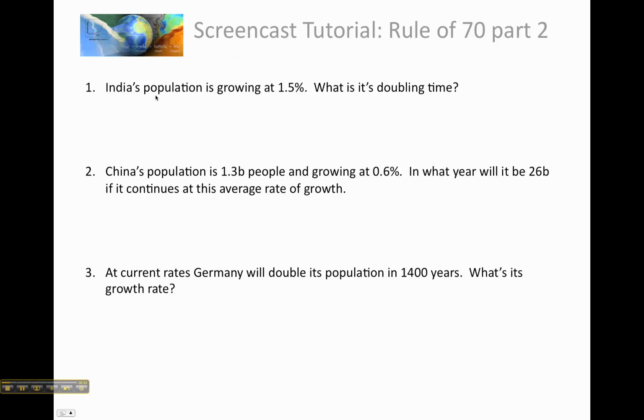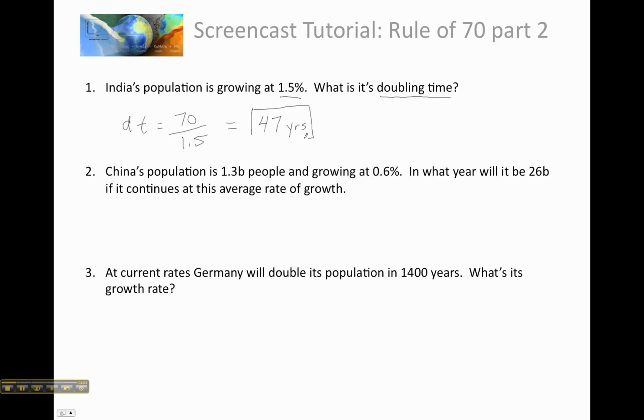Take a look at that first one. India's population is growing at 1.5%, and the question asks what's its doubling time. So that's definitely asking for the Rule of 70. So I know doubling time is equal to 70 divided by the percent growth rate. Remember, don't mess with that decimal. This equation, this rule is already accounting for it. So just plug that into your calculator and you get about 47. And don't forget, doubling time is in years.